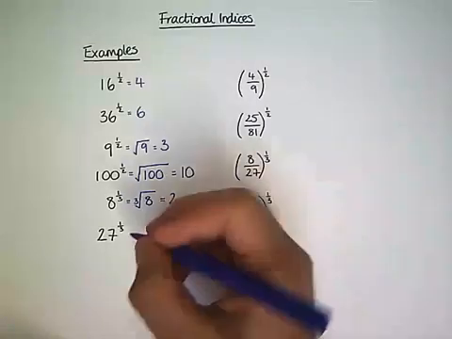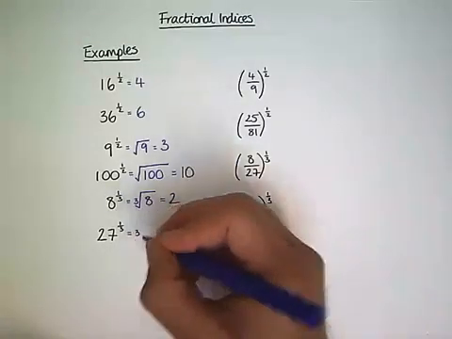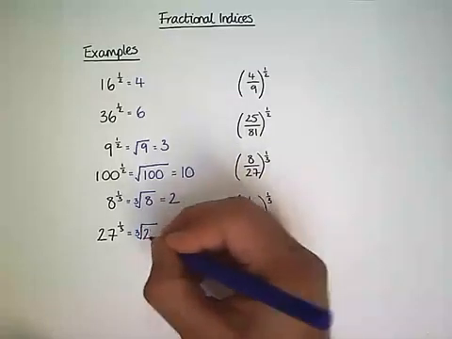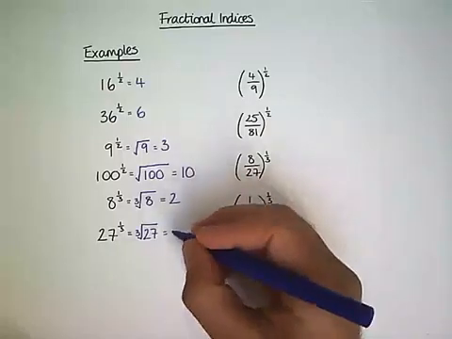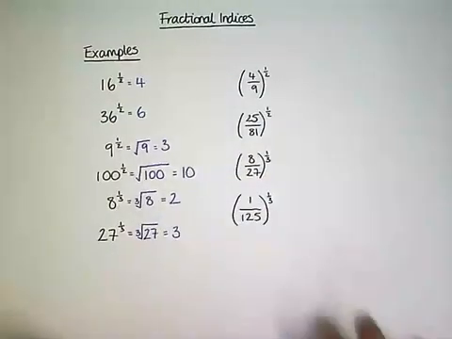Okay, 27 to the power of a third is the same as the cube root of 27. What number times by itself again is equal to 27? The answer is 3. Okay, so your square and cube numbers are really going to help you with these. If you haven't got them to hand, potentially write them out again. Square numbers up to 15 or 20 if you like, but definitely up to 15. Cube numbers up to 10.